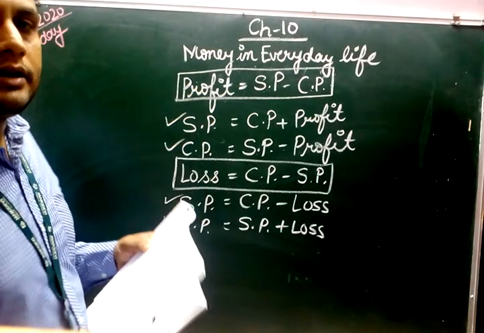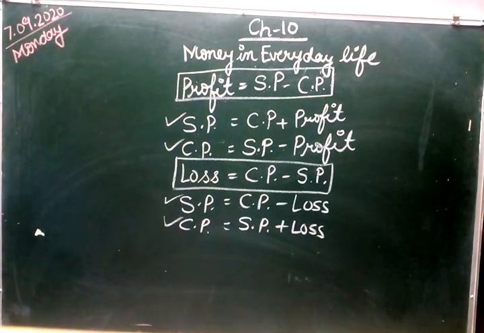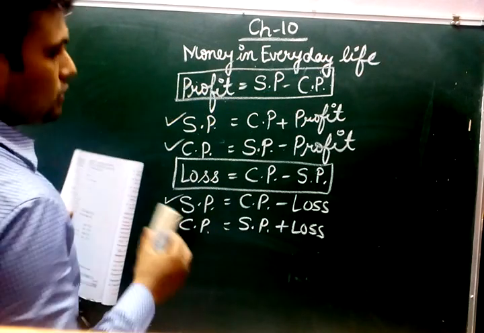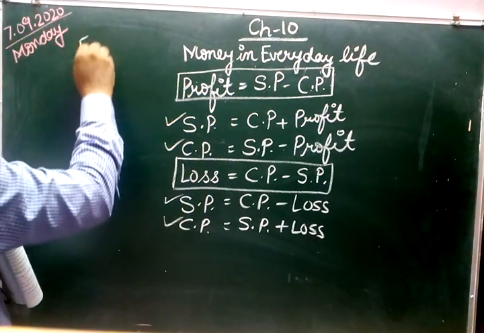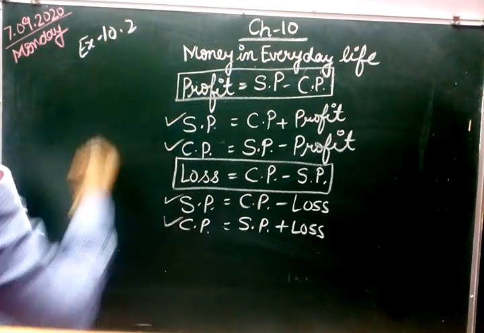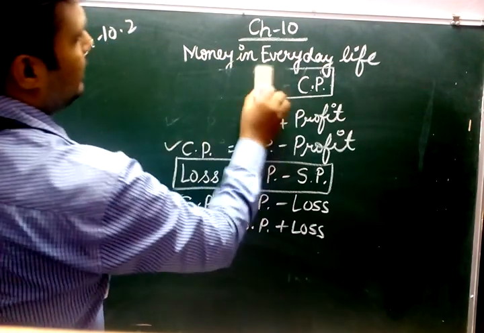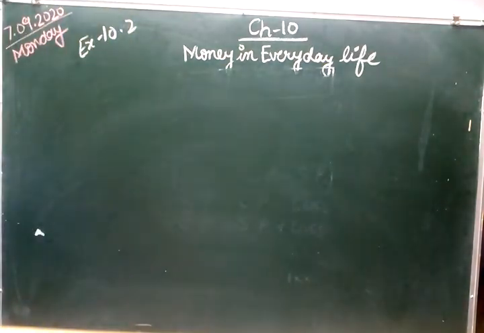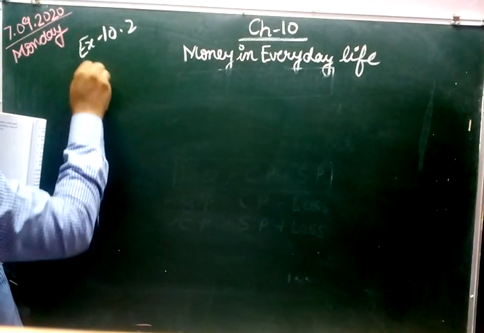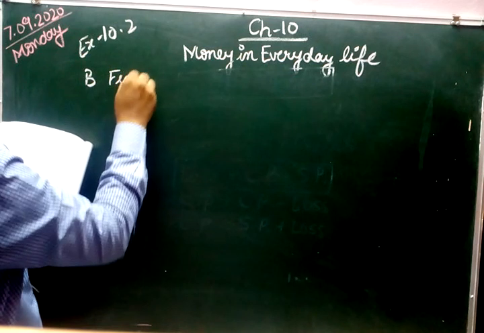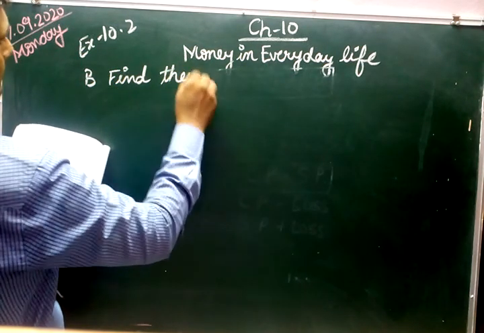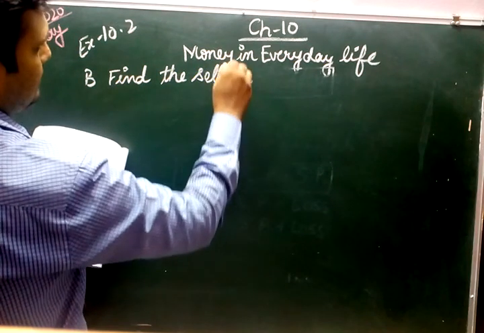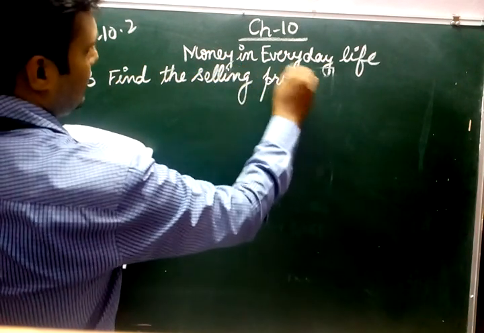So we are going to take some questions of exercise 10.2 of your book and we are going to solve them. From these formulas we are going to solve the questions of exercise 10.2 of your book. Now question number B, we are going to discuss question number B. We have to find out the selling price.